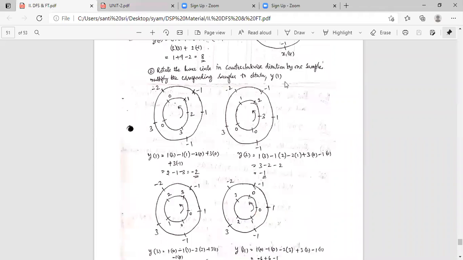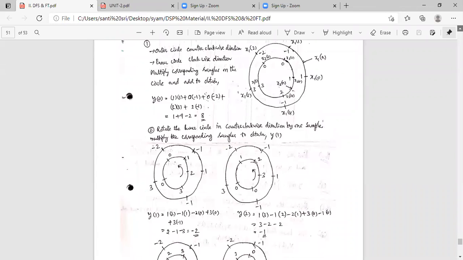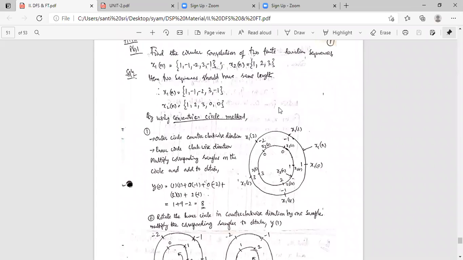See the concentric circles method. Here two sequences are given. The first sequence is 1, minus 1, minus 2, 3, minus 1 and x2 of n is 1, 2, 3. So here the two sequences will be the same length. By using concentric circles, we will draw two circles. This is the outermost circle and this is the innermost circle. The outermost circle will be taken as x1 of n and the innermost circle will be taken as x2 of n.